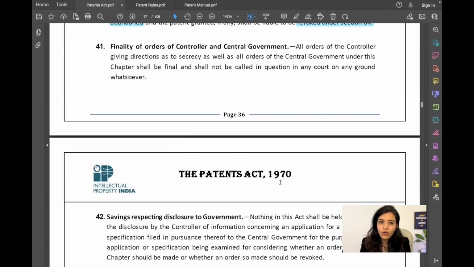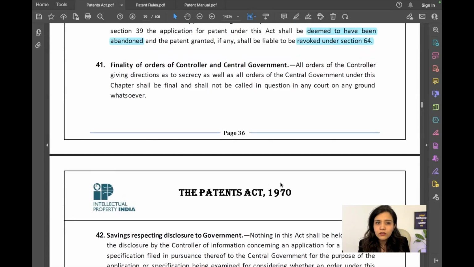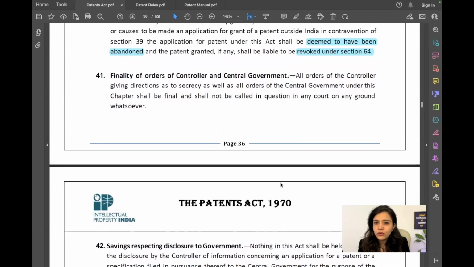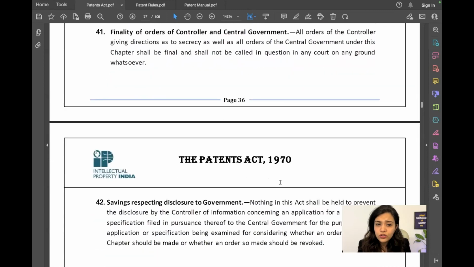Next, we have Sections 41 and 42. These are also simple sections related to the finality of orders of the controller and the central government, which simply means that all orders of the controller giving directions for secrecy, as well as orders of the central government under this chapter, shall be final and shall not be called in question in any court on any ground whatsoever.